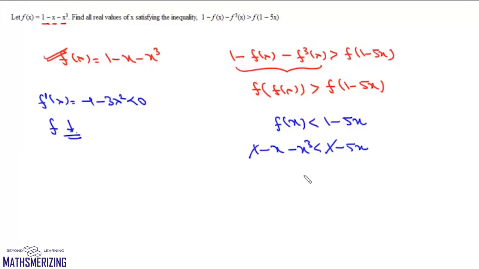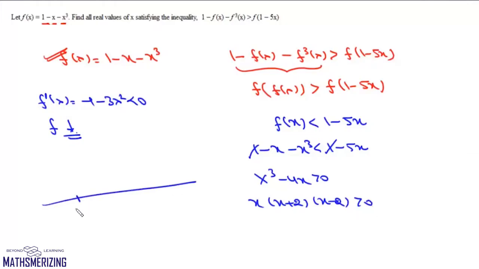Now this 1 and 1 will cancel. So we write x cube minus 4x is greater than 0, and this is x(x plus 2)(x minus 2) is greater than 0. So we can mark minus 2, 0 and 2. So the signs are minus, plus, minus and plus. So this inequality is valid for minus 2 to 0 union 2 to infinity.